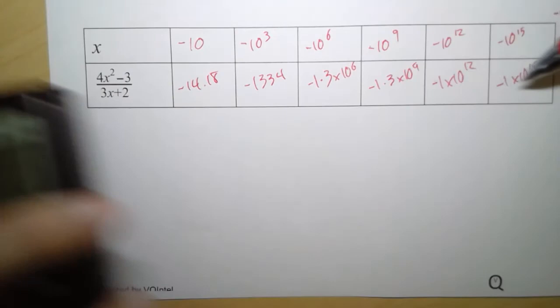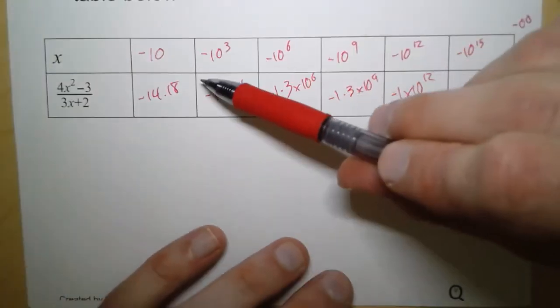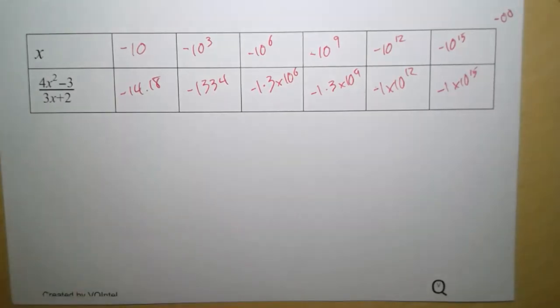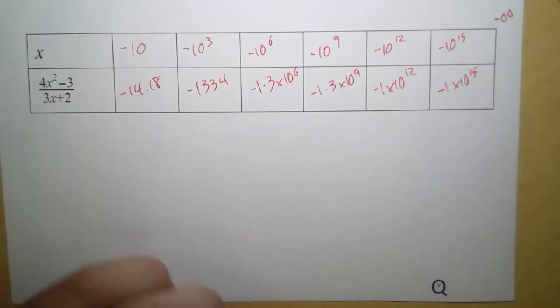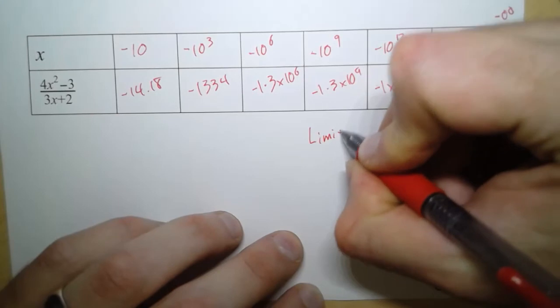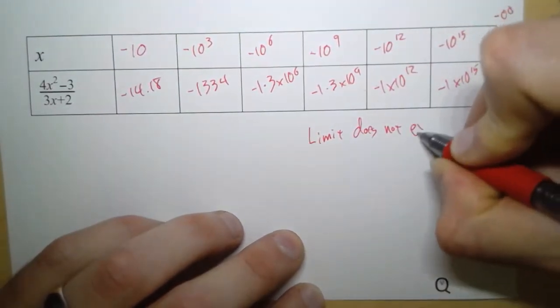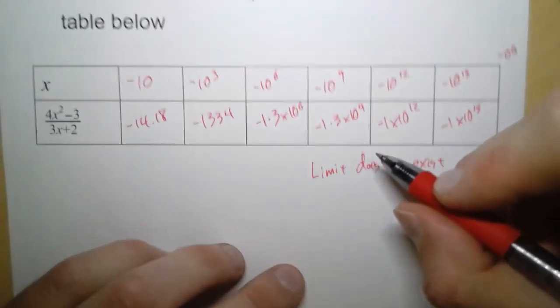Looking at this, the numbers actually don't get close to anything. They just keep getting more and more negative. And so, since it's not getting close to anything, we could say that the limit does not exist. That's how some people would answer it.